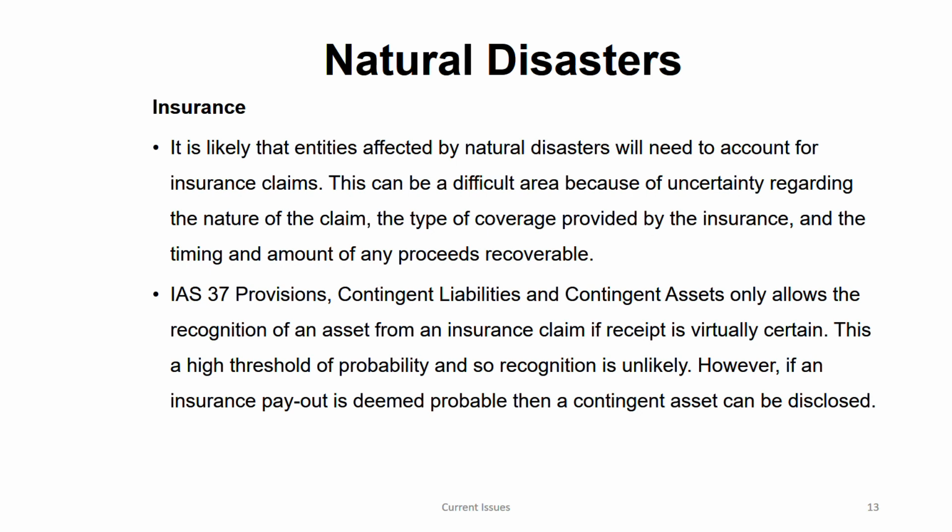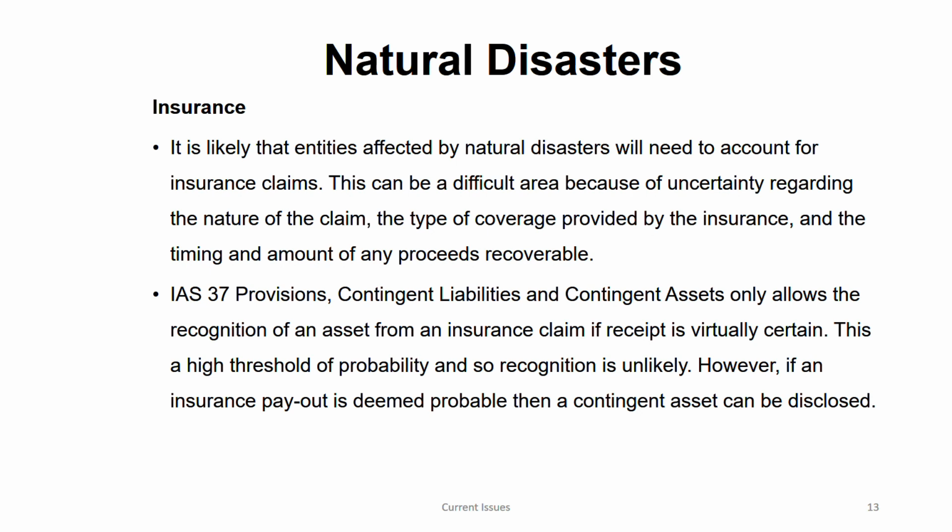According to IAS 37, you can recognize an asset from an insurance claim. Why an asset? Because from the insurance claim you're receiving cash, right? The amount that you are receiving, whatever you have lost, you are recovering it. Maybe partially, maybe fully, it does not matter. But whatever amount you are receiving through the insurance claim, you recognize it as an asset according to IAS 37, but only if it is virtually certain. If you are virtually certain you're going to receive it, then only do you recognize it as an asset. Otherwise, no. This is a high threshold of probability, and so recognition is unlikely.